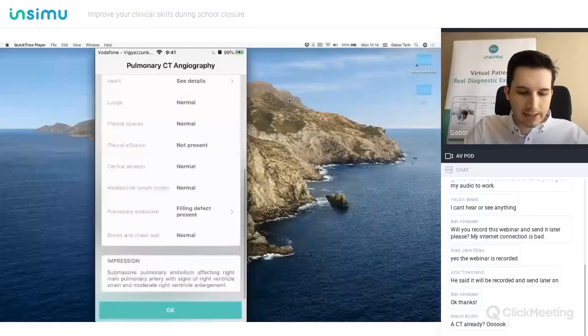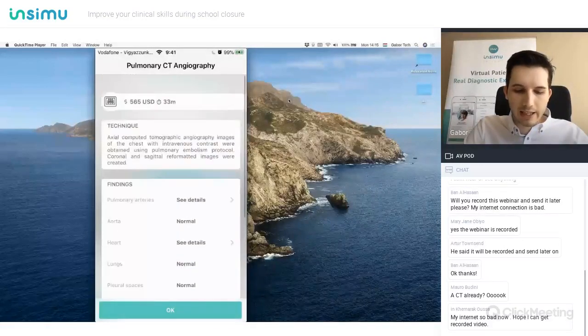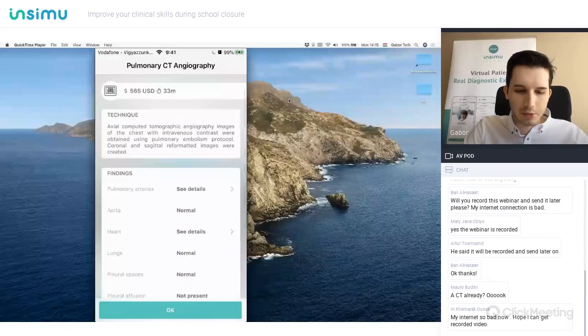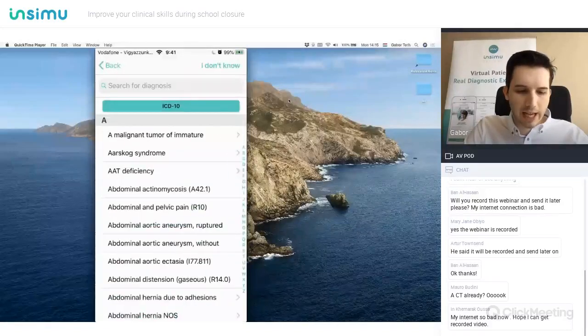Yeah, there is a submassive pulmonary embolism affecting the right main pulmonary artery. So it is actually pulmonary embolism. It seems like that, and I believe that a CT angio is a very specific test. So I am now sure that I should select this diagnosis for this patient. So I wouldn't do any further testing and just go for the diagnosis.